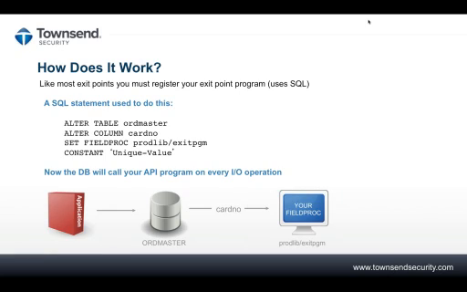And there is an optional constant that can then be passed to the exit point program, the FIELDPROC program, and that can be used, for example, to identify which column it is. Or vendors typically use it for application level control, so they know what encryption keys to use and other aspects about the implementation. So a SQL statement is done this way.